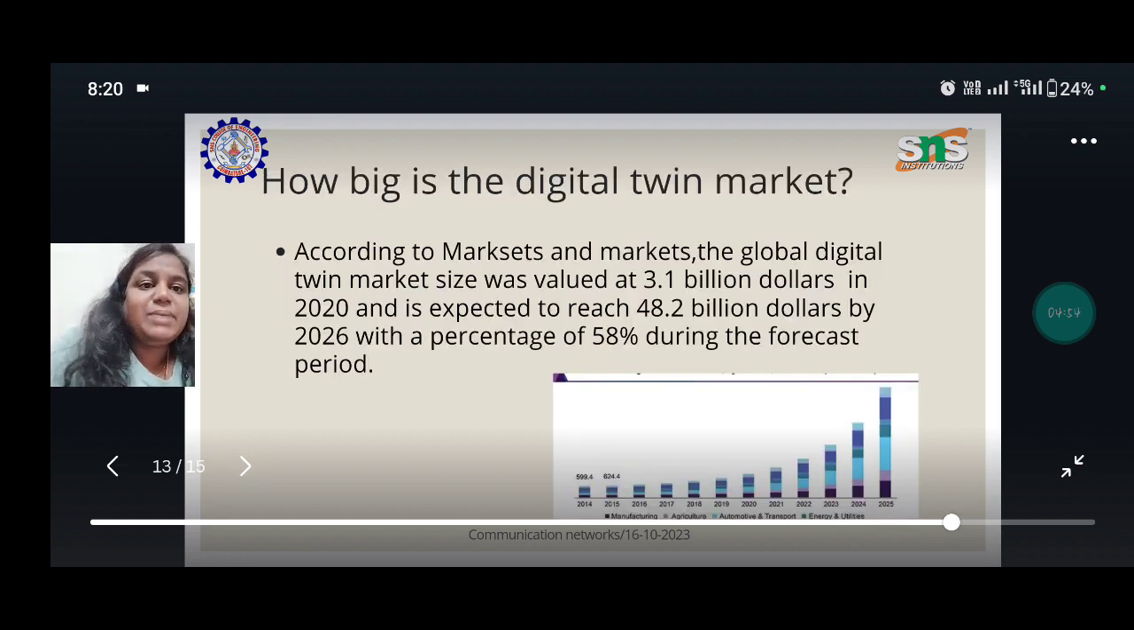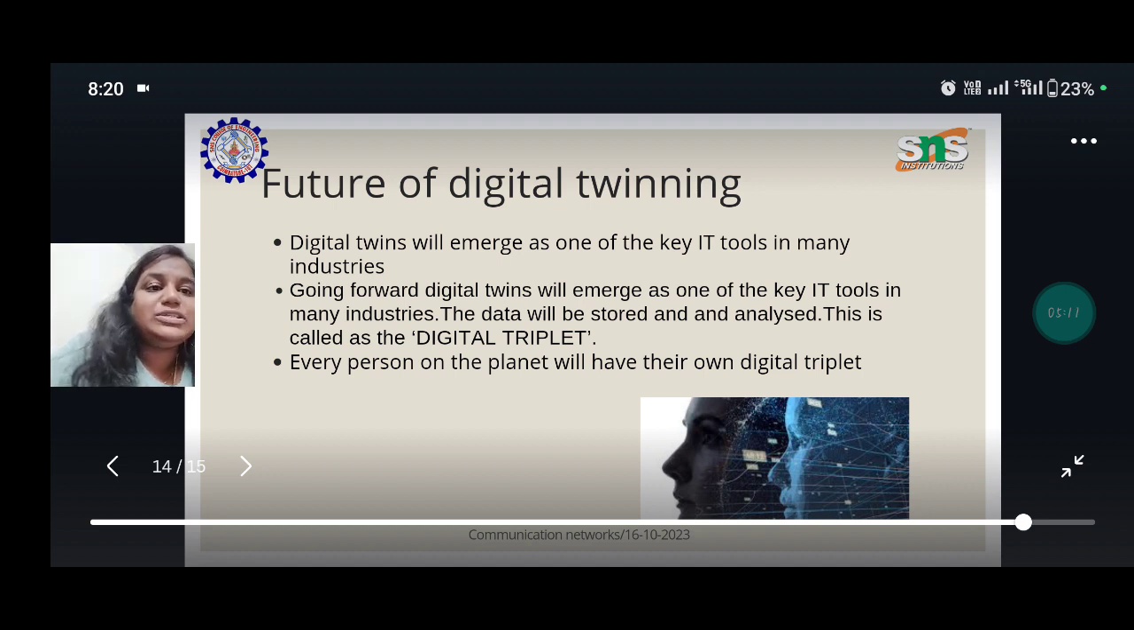How big is the digital twin market? According to MarketsandMarkets, the global digital twin market size was valued at $3.1 billion in 2020, and it is expected to reach $48.2 billion by 2026, with a growth rate of 58% during the forecast period. And what is the future of digital twinning? Digital twinning will emerge as one of the key IT tools in many industries. The data will be stored and analyzed. This is called a digital triplet. Every person on the internet will have their own digital triplet.